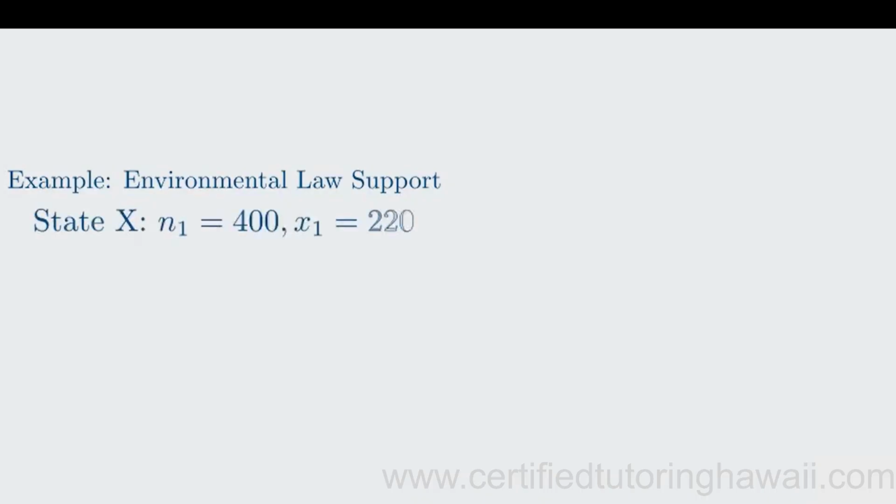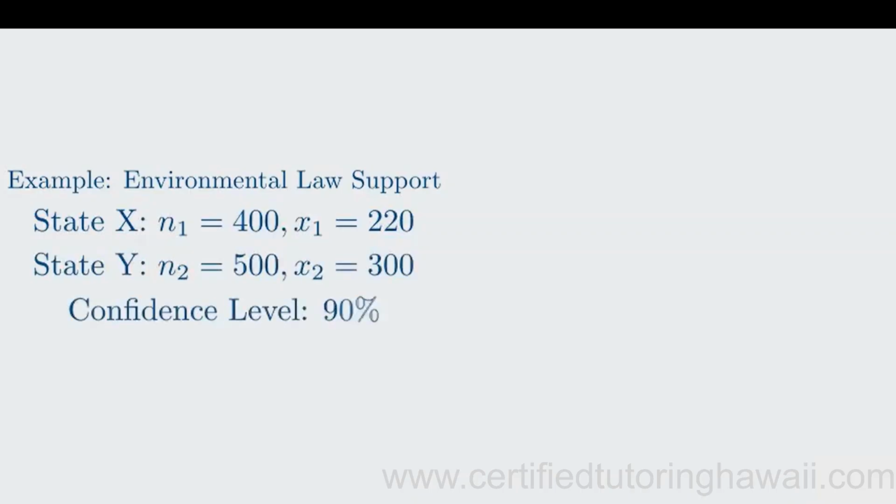Let's try another full example to solidify these steps. Imagine a survey is conducted to see if there is a difference in the proportion of people who support a new environmental law in two different states, State X and State Y. In State X, 220 out of 400 people surveyed support the law. In State Y, 300 out of 500 people support it. Let's construct a 90% confidence interval for the difference in proportions.